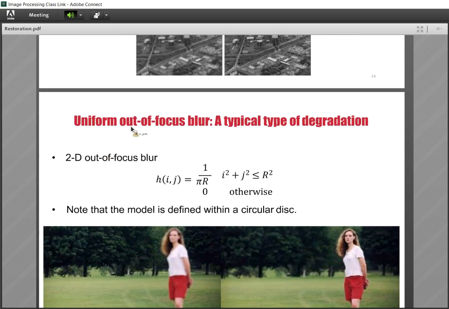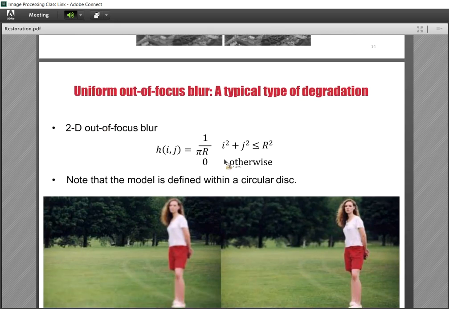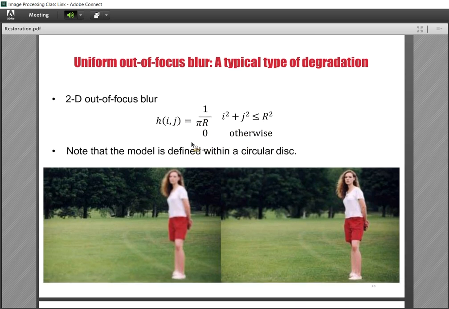Another one we discussed is uniform, for example out-of-focus blur. It is the same as that window, a rectangle window, but here it is a circle window. H is again 1 over a constant, pi r squared, and i² plus j² smaller than r² is the formula for a circle, and 0 otherwise. It is the same as that one, but the weight is a circle. Outside of this circle the weight is 0, and inside the weight is 1.